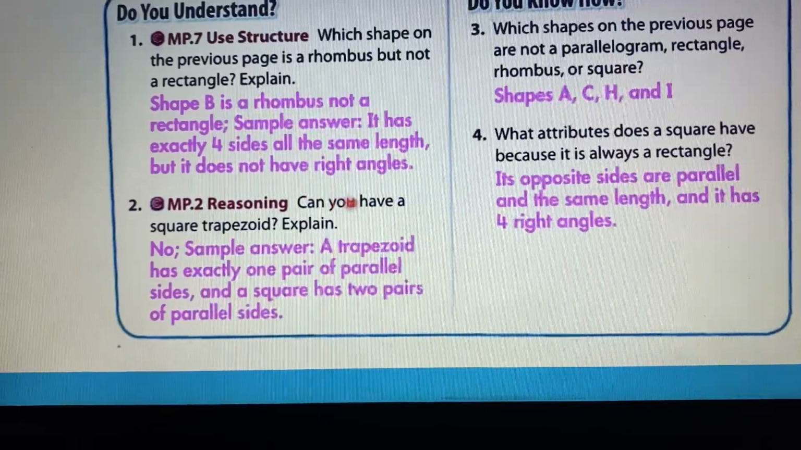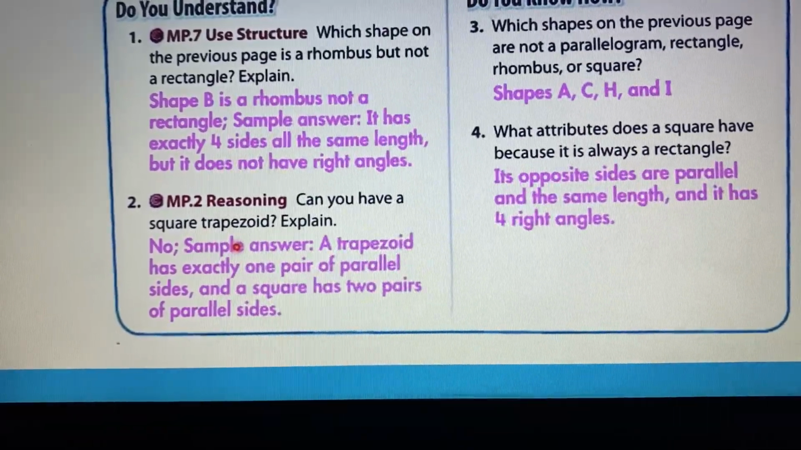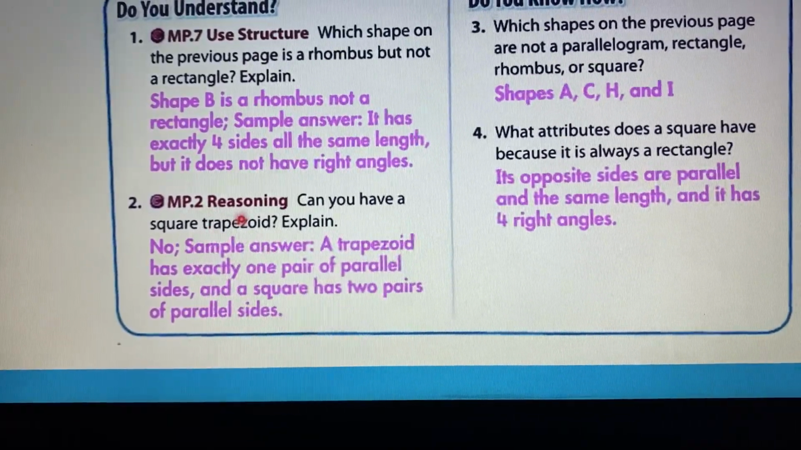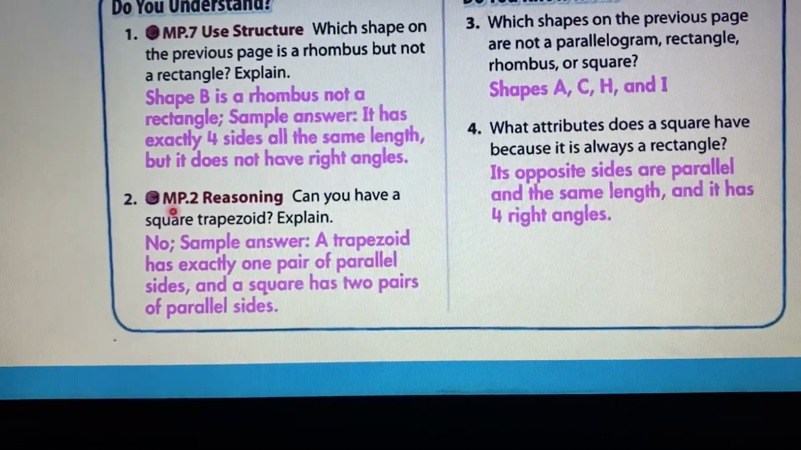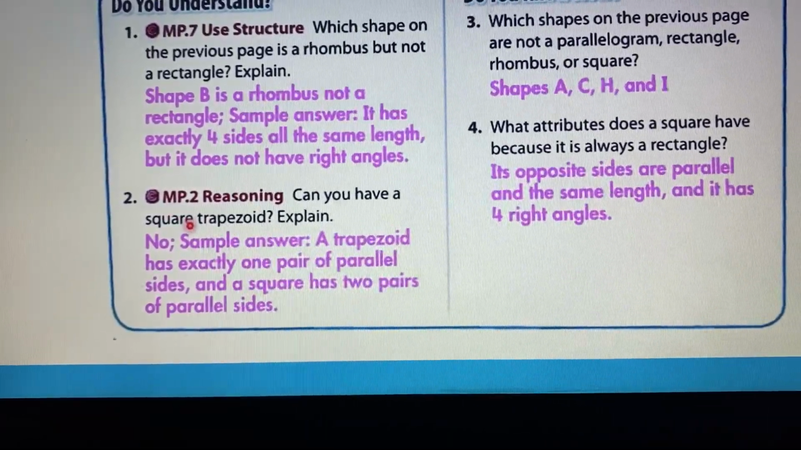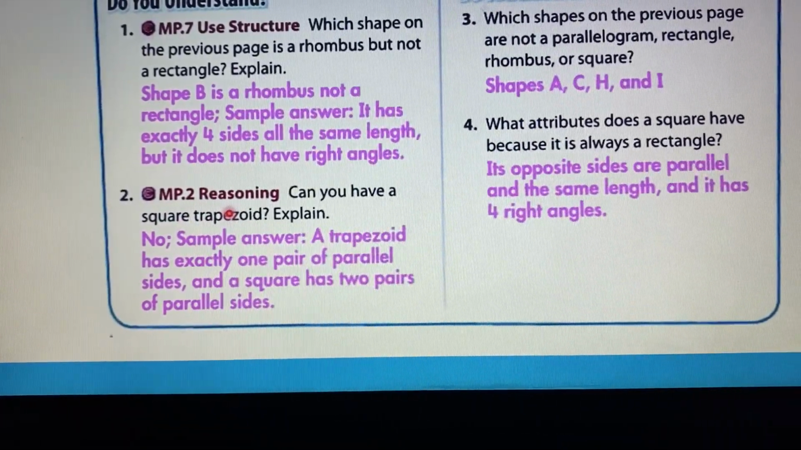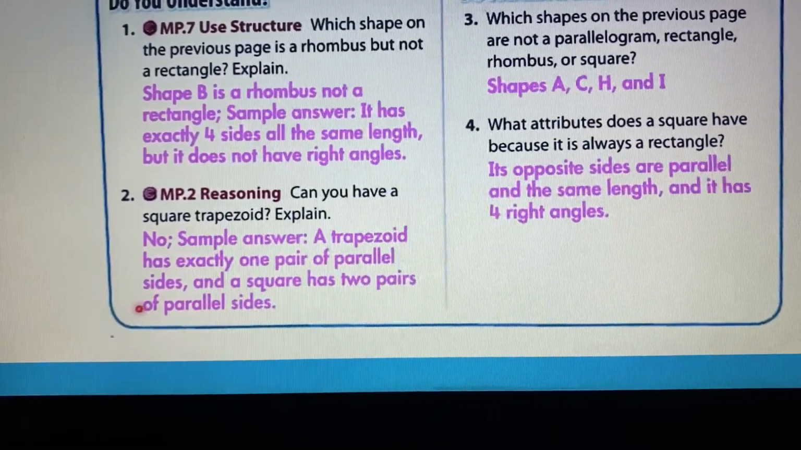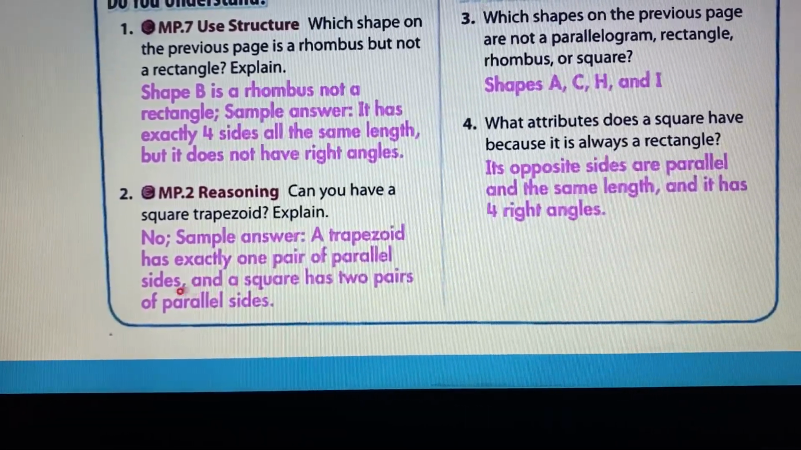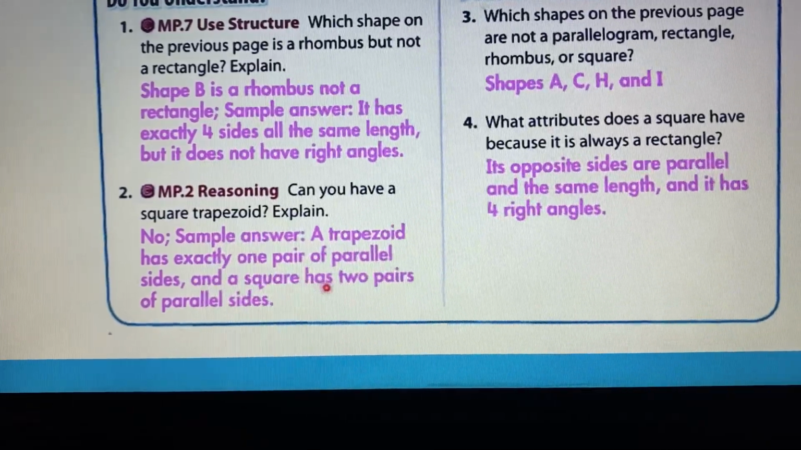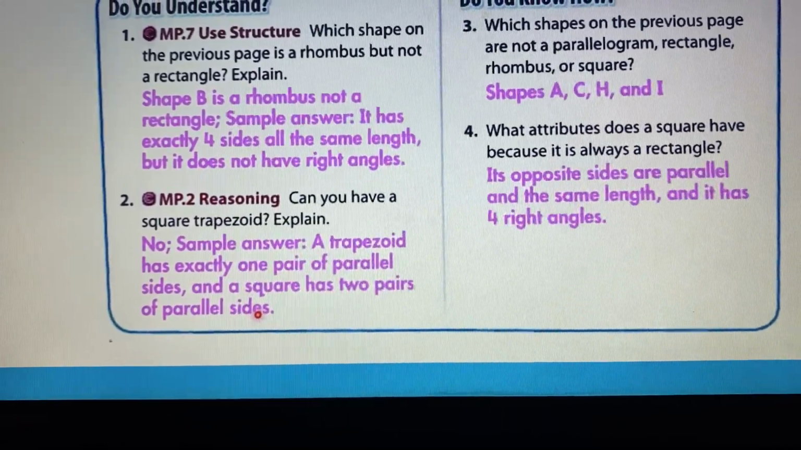Question number 2, can you have a square trapezoid? Of course not. Why? Because the square has two pairs of parallel sides, but a trapezoid has only one. A trapezoid has exactly one pair of parallel sides, and a square has two pairs of parallel sides.